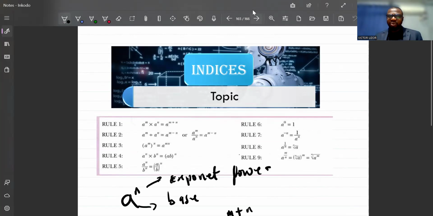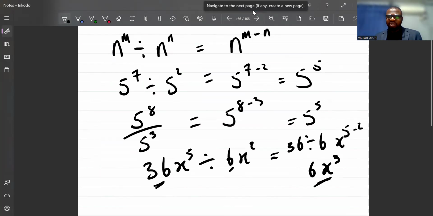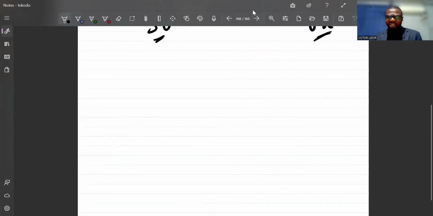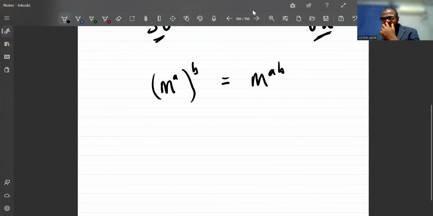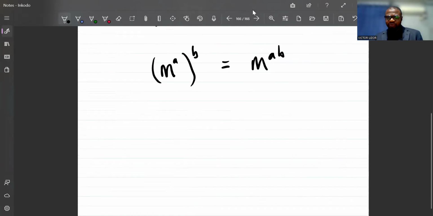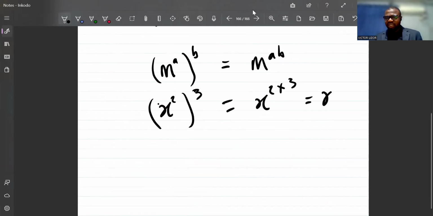So we have another law called the power to power law. When you have something like m raised to power a, and outside we have b, it is going to be m raised to power ab, meaning the a will multiply the b. I'll show you a very quick one. When you have, let us say, x raised to power 2, all raised to power 3, the same rule will affect it: x raised to power 2 times 3, which will give x raised to power 6.